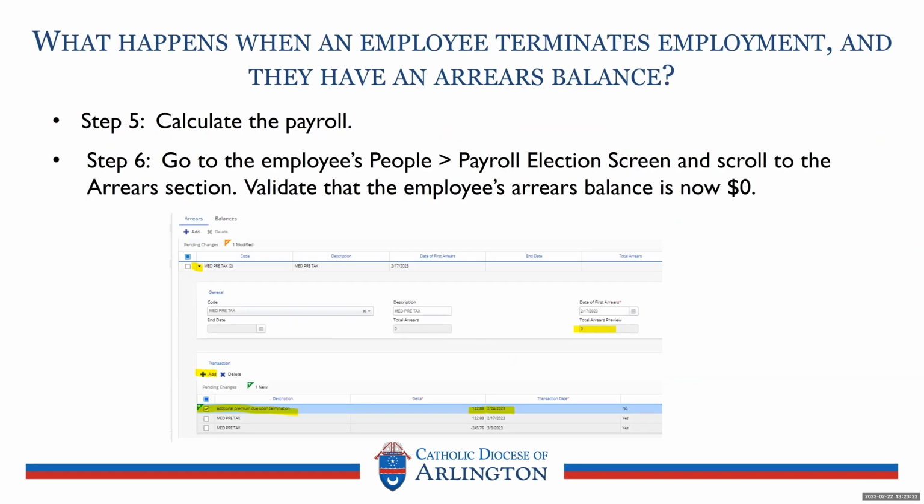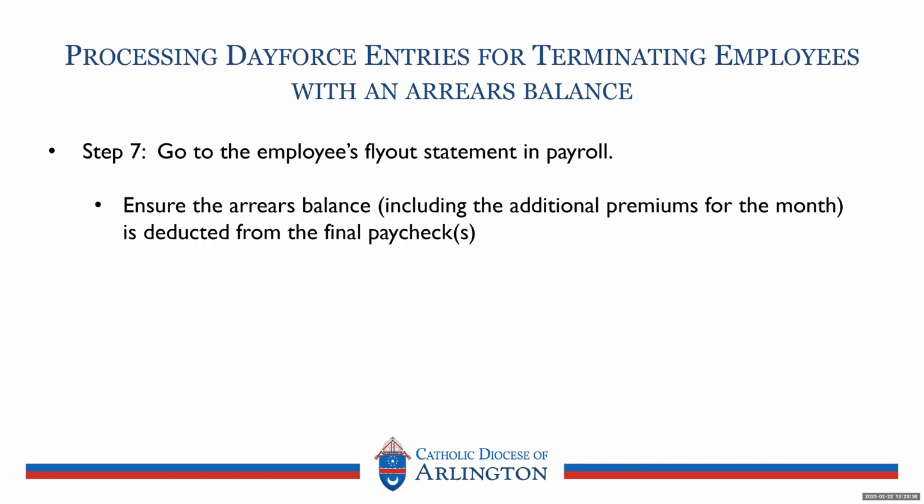Step 5 would be to calculate the payroll. And step 6 is go to the employee's People payroll election screen and scroll to the arrears section and validate that the employee's arrears balance is now 0. Step 7, and the final step, is go to the employee's flyout statement in payroll and validate that the arrears balance has been deducted from the employee's final paycheck. We encourage you to reach out to payroll support if you require any assistance with these steps.